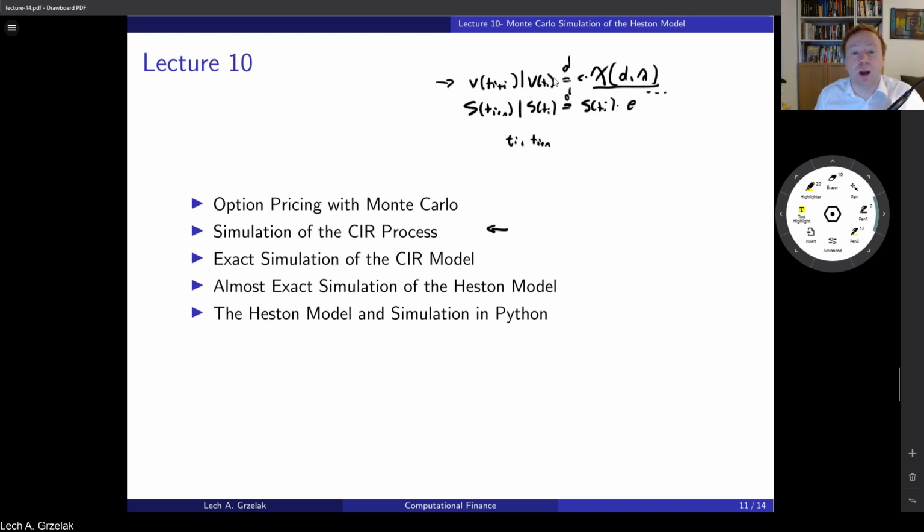Therefore, we can perform large simulation steps without loss of accuracy. However, once we talk about the Heston model itself, not only the variance, then there could be some additional error related to the two-dimensional sampling from the stock process.